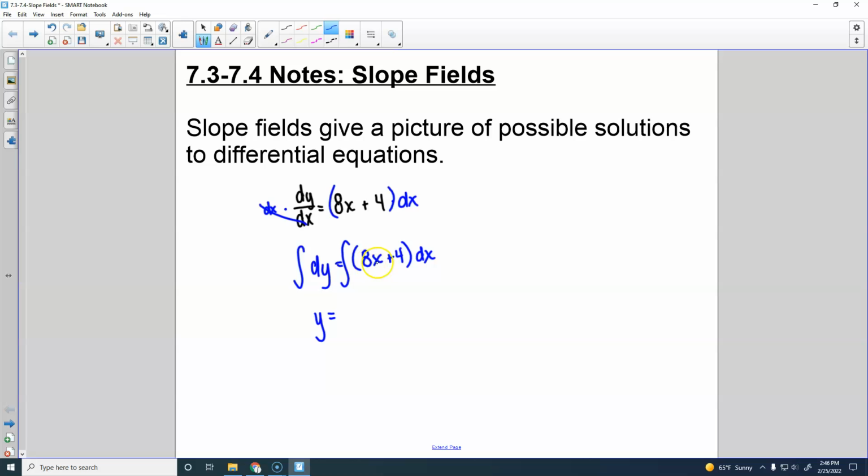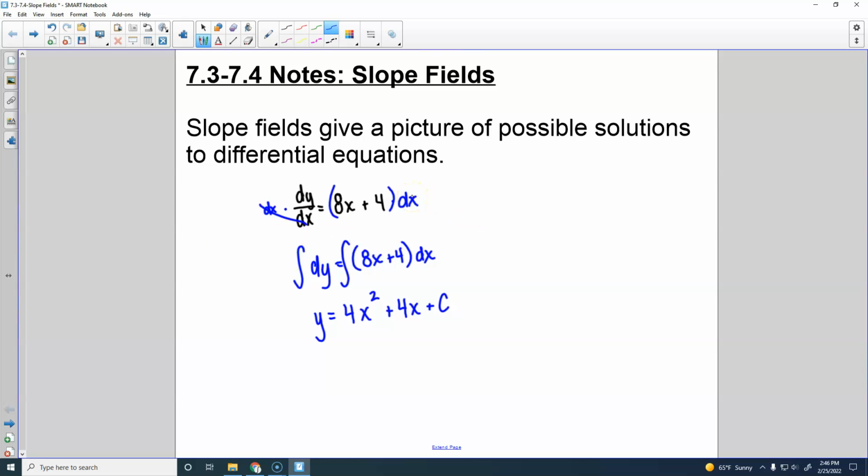And then integrating 8x, we're just doing that simple power rule. So x squared, 8 divided by 2 is going to give us the 4 out front. And then plus 4x, and what do we put on the end? Plus c. Okay. So this is the only type of differential equation that we know how to solve right now. It's a differential equation that we can just multiply both sides by dx and then just integrate really simply.